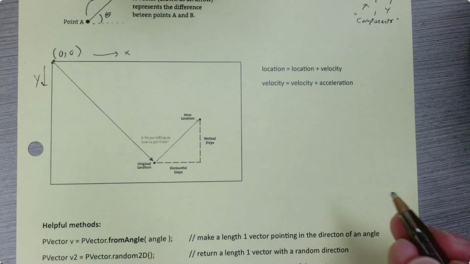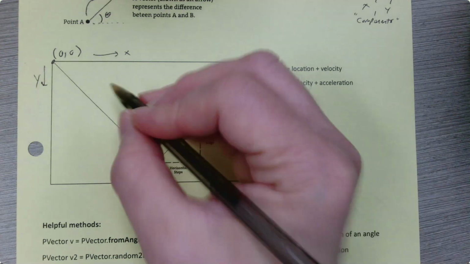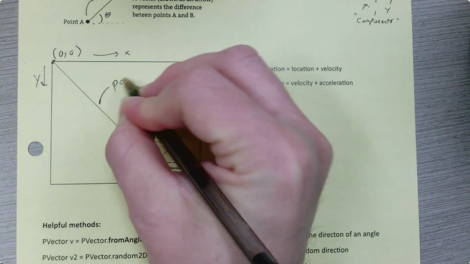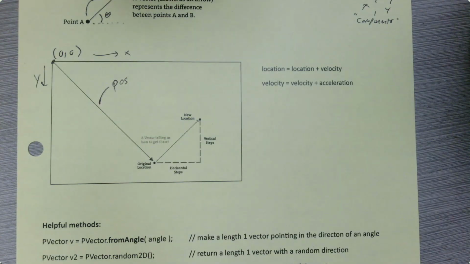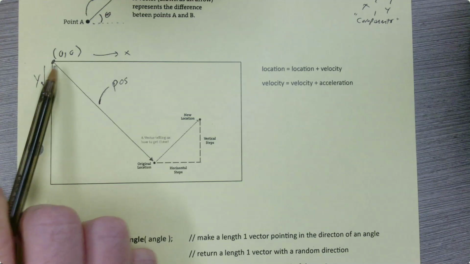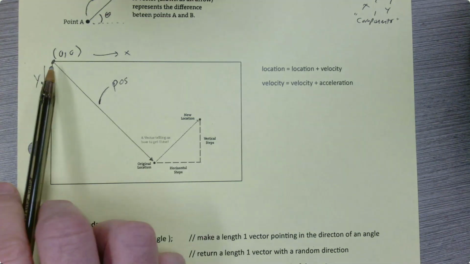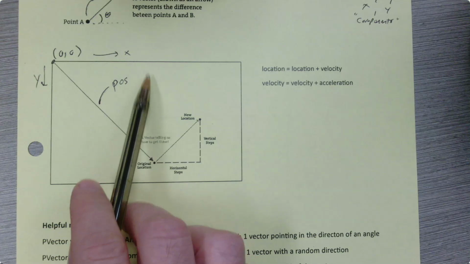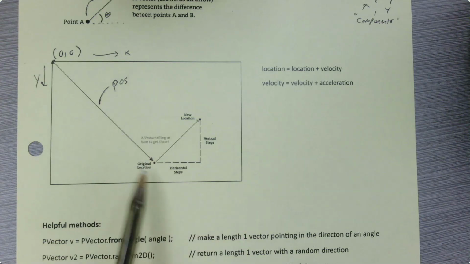Okay, so we're going to have a couple of different vectors. One vector is going to be called POS for position. The idea is the position vector you always imagine starting at 0, 0. And so the two components of the vector, the x that tells you how far over and the y that tells you how far down, are going to point to the current position of your object.